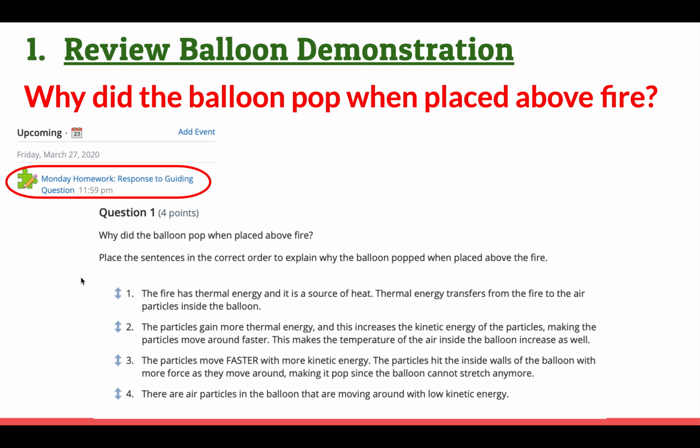For this homework assignment, you were supposed to place these sentences in the correct order to explain why the balloon popped when placed above the fire. And I know it was a little bit tricky. I know some of us didn't get a score that they were proud of, but if you watch this video, I'm going to explain it all to you. And then on Friday, you'll get another chance and you can improve your score. All right, so again, I'm going to go over the answer to this question.